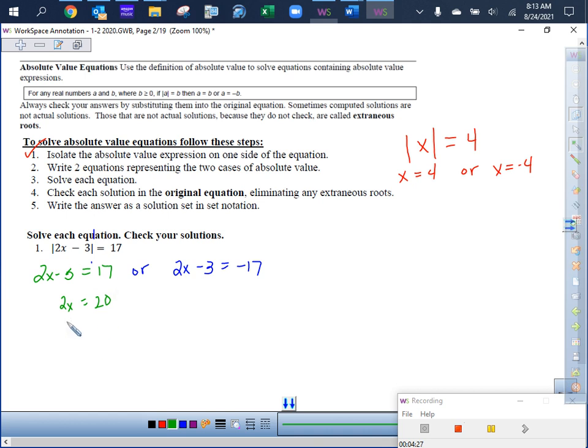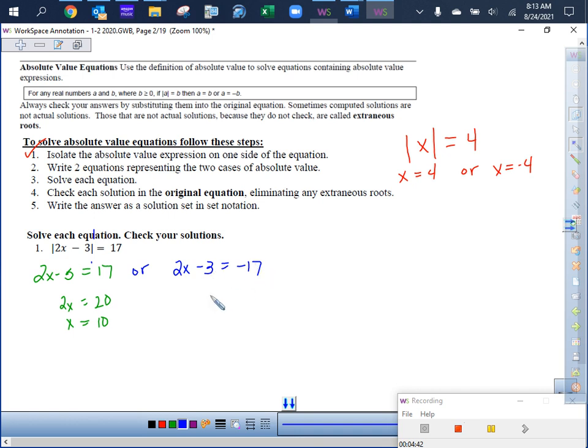And, of course, divide by 2, and x equals 10. Well, here's the thing. This is what's called a possible solution. It may or may not make this true, but we're going to come back to it in a second. So 10 is a possible solution.